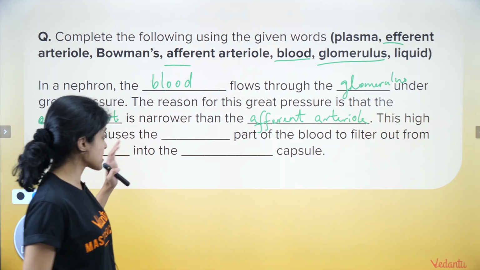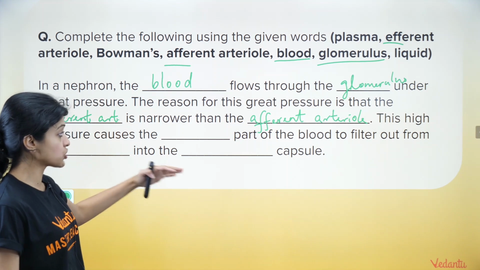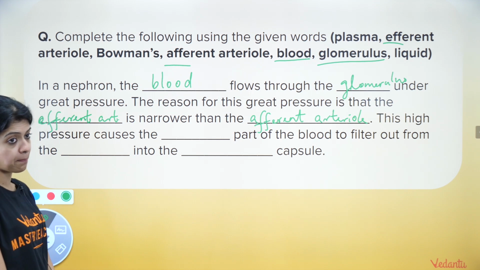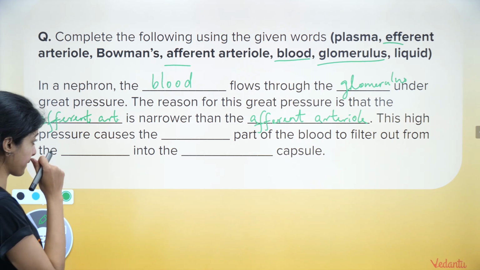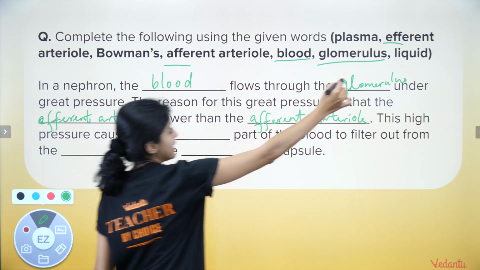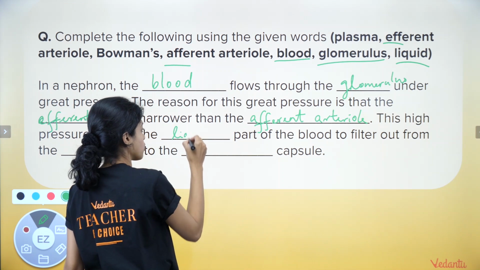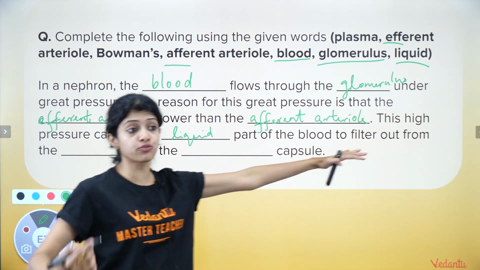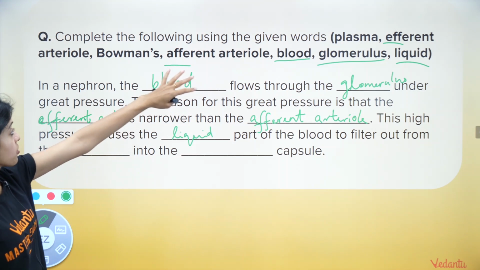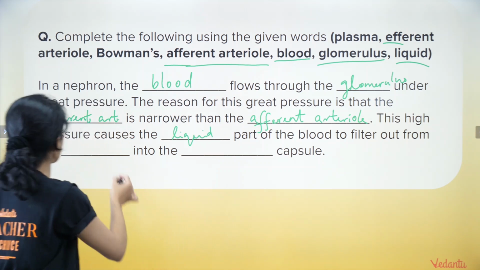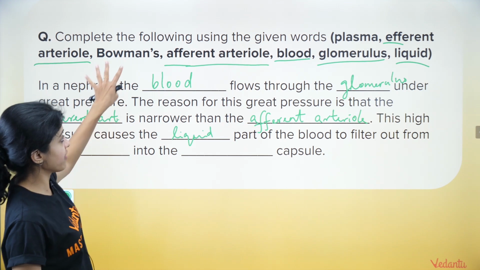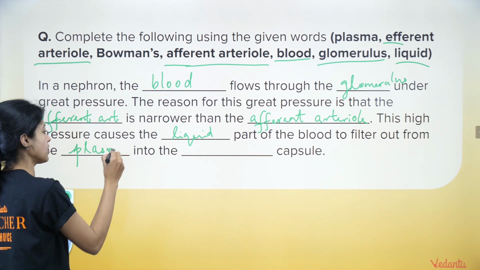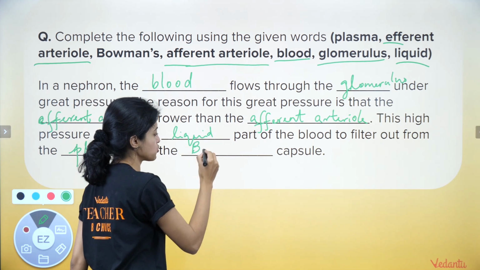This high pressure causes the dash part of the blood to filter out from the dash into the dash capsule. Yes, this high pressure causes the dash part of the blood. Which part of the blood? Yes, the liquid part of your blood, which ends up forming your glomerular filtrate. Liquid part of your blood gets filtered out from the dash. Look at your remaining options. What are the remaining words that you have? We have completed all of these. We are just left with Bowman's and plasma. Of course, liquid part to filter out from the plasma into the Bowman's capsule.